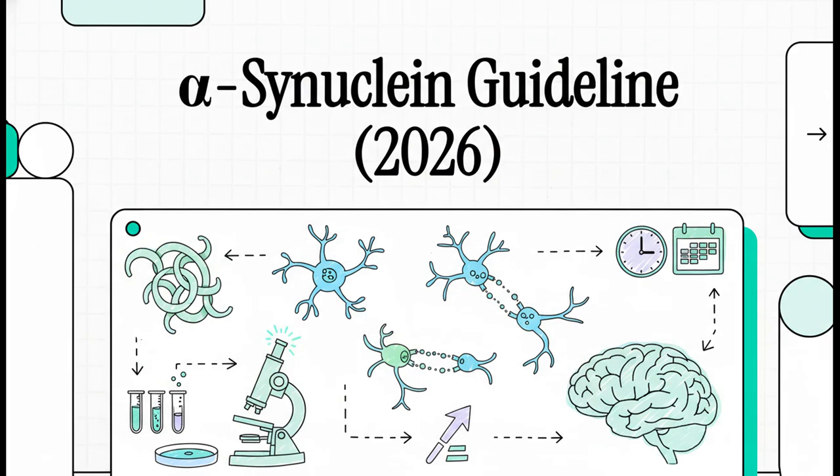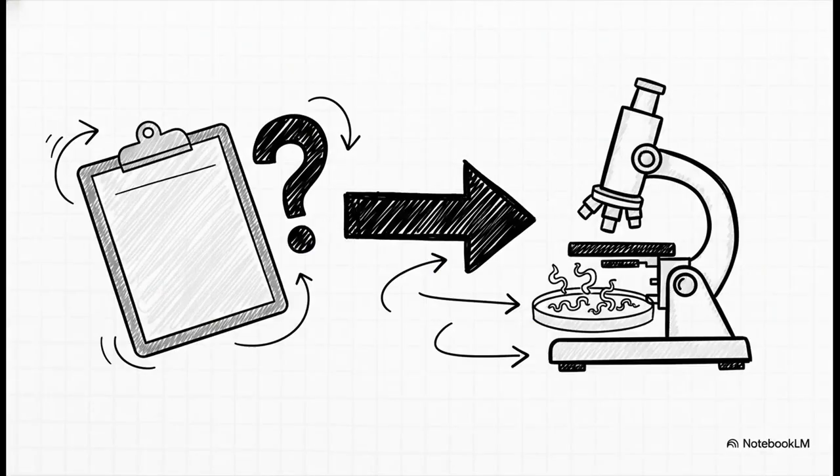Welcome. This briefing is a high-density distillation of the 2026 Consensus Guideline on alpha-synuclein diagnostics for Parkinson's disease. We're going to focus exclusively on the core practice-changing updates that you can apply immediately in your clinical workflow. So, the big picture here is a fundamental shift in how we think about synucleinopathies.